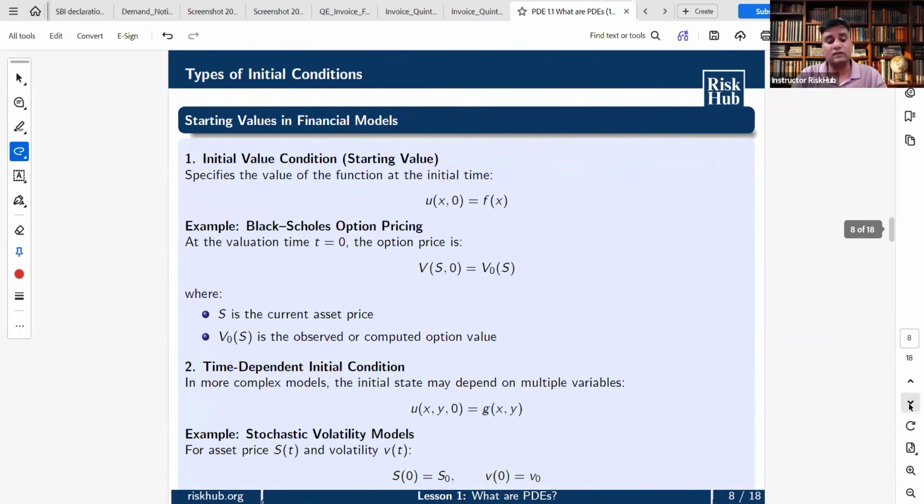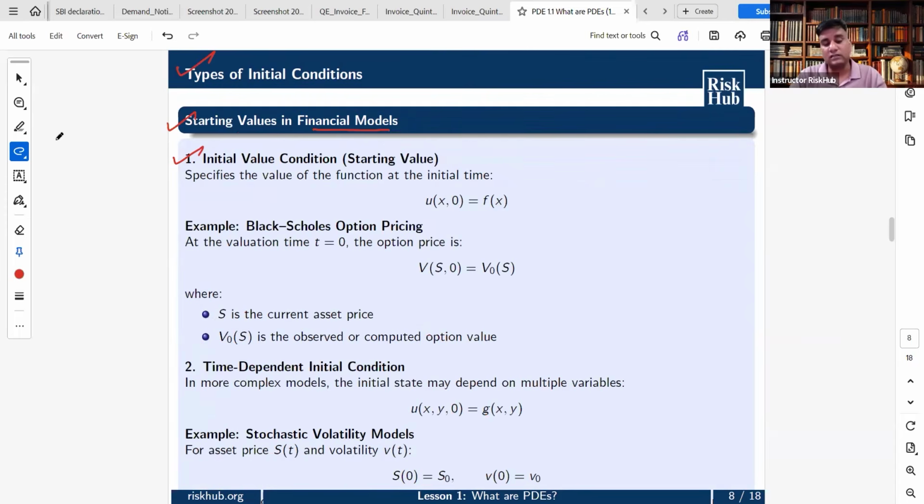And then we get into the next slide: types of initial conditions, the starting value in the financial model. We have the initial value condition, the starting value, u(x, 0) = f(x). This means at time 0, the function value is known for each state x.